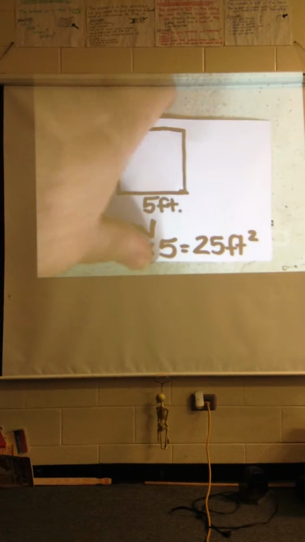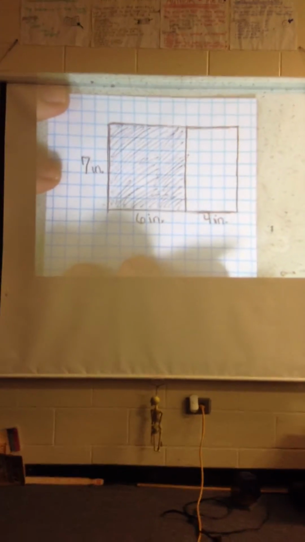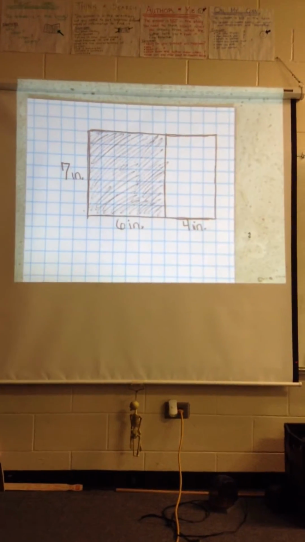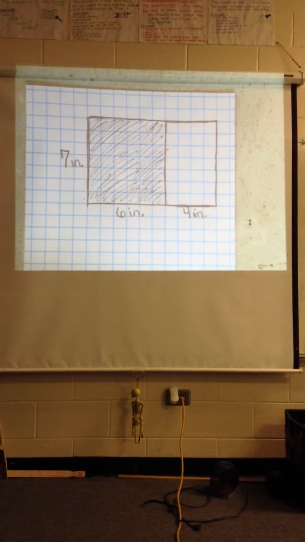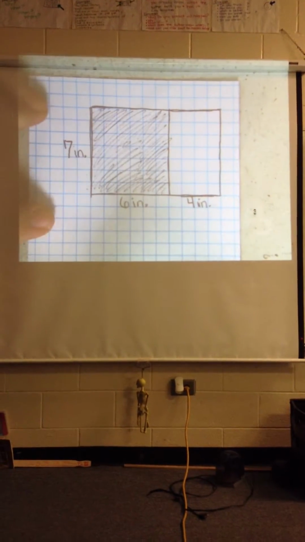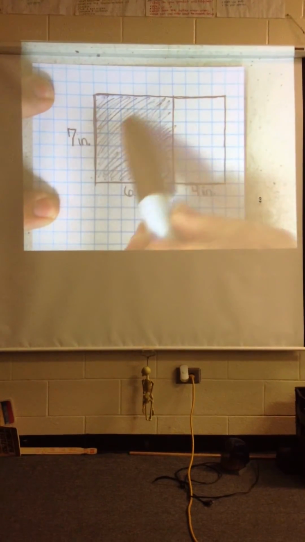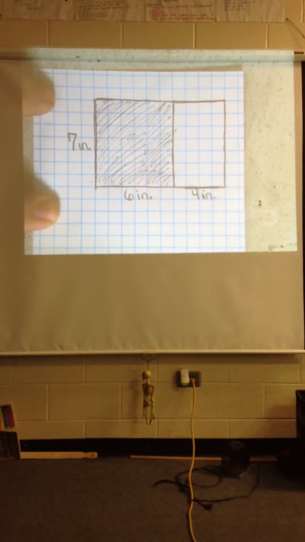Another problem for area is if you have something that looks like this. I could ask several different questions with a figure that looks like this. The first question I could ask is, what is the area of the shaded part? That means the only thing I'm looking at is this shaded area. The question could sound like this.